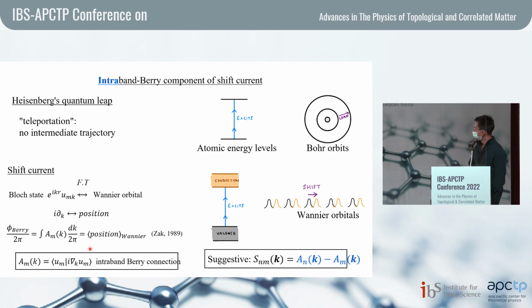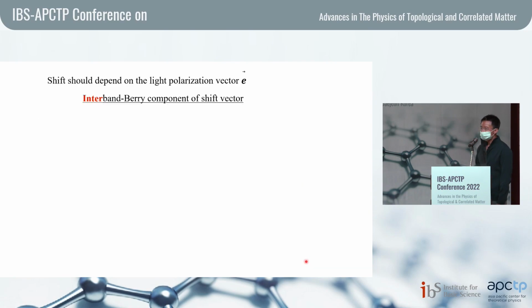So this is immediately suggestive that the shift vector is just a difference in the two intraband Berry connections, where say m is the Berry connection of the band before excitation, n is the band after excitation. Okay. But this can't be the complete story, because as a matter of principle, the shift vector should depend in some way on the polarization of the light. So there's a missing interband Berry component of the shift vector, right?